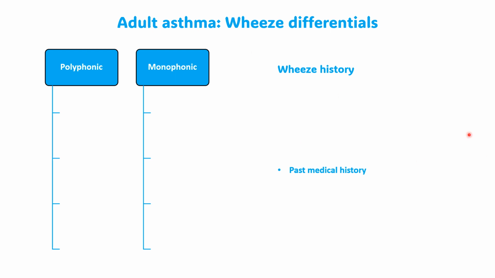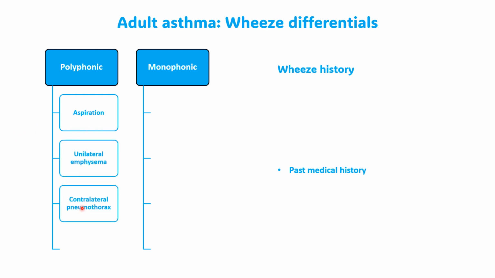Okay. So let's talk about polyphonic wheeze. This is due to a problem within the small airways and multiple sites across the lungs. This could be due to aspiration, a unilateral emphysema, contralateral pneumothorax, or asthma in a patient with a previous pneumonectomy. So where they've had a section of their lung removed.